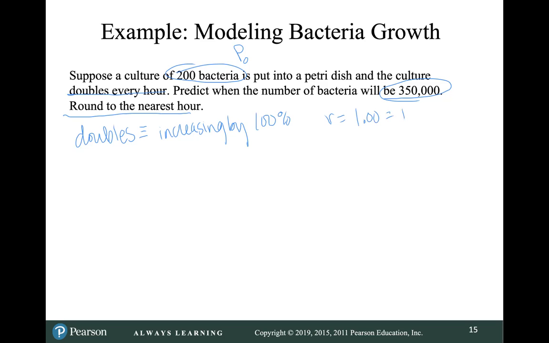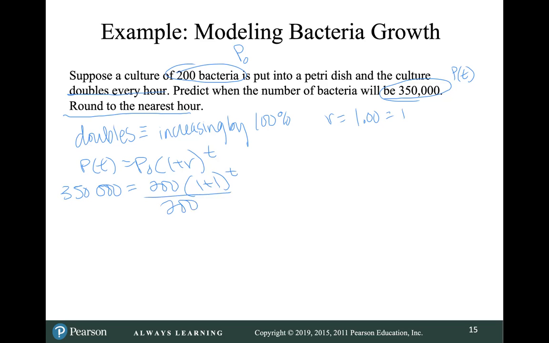And then we want to know when the bacteria will be 350,000. So that's P of t. That's the population after a certain amount of time, and we want to know what the time will be. So if we substitute this into our formula, P of t equals P naught times 1 plus R to the t, we have 350,000 equals 200 times 1 plus 1 to the t.